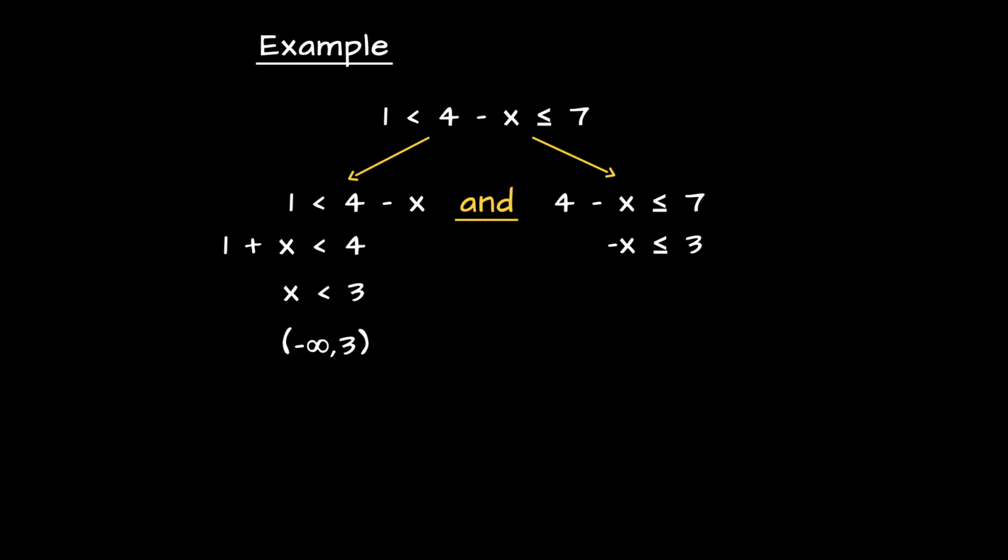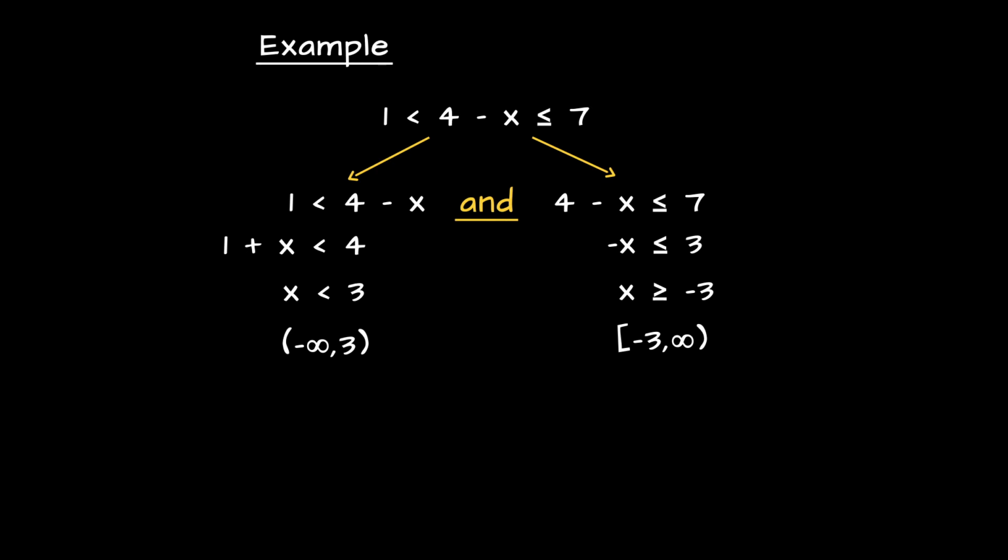And now multiply both sides of the inequality by negative 1. And careful, anytime you multiply an inequality by a negative number, you need to reverse the inequality symbol. So multiplying by negative 1 will give us x is greater than or equal to negative 3. So the solution set of the second inequality will be the interval from minus 3 to infinity.